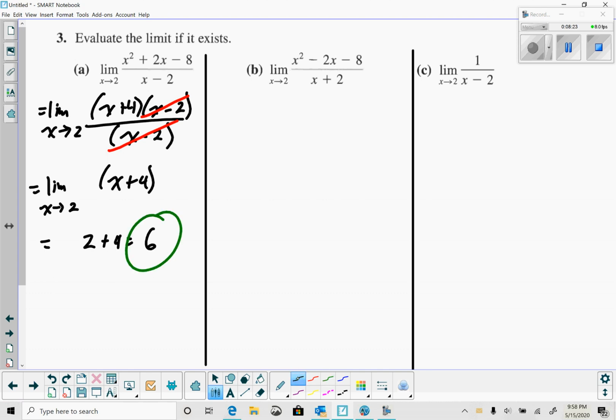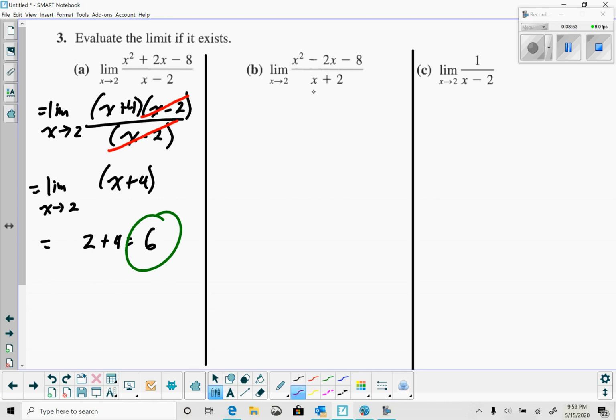For the next part here, looks like we might do some factoring here, but wait a minute. It's the same limit as x approaches 2. But over here, we couldn't do substitution right away because we would have gotten a denominator of 0. Can't do that. It will cause a rift in the space-time continuum.